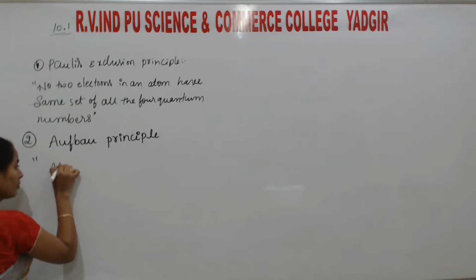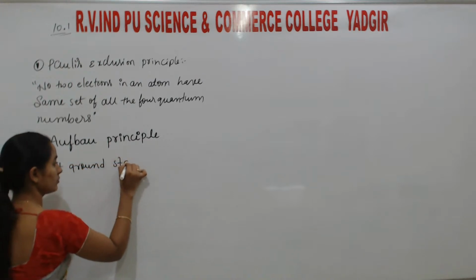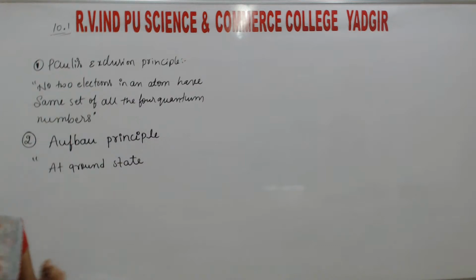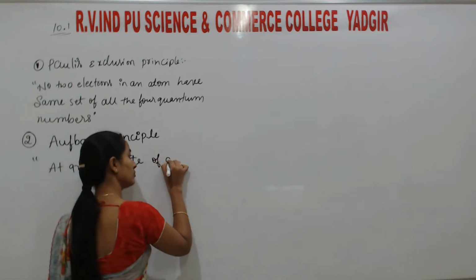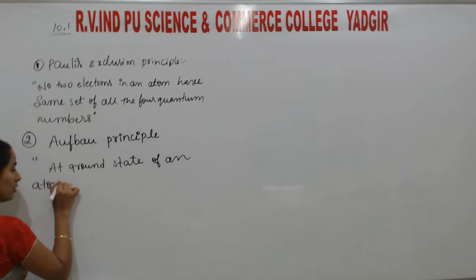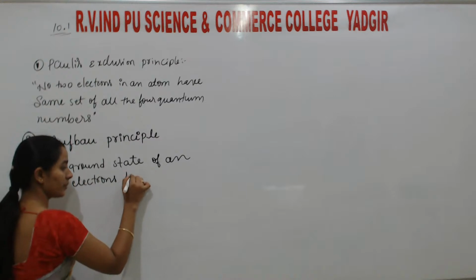So at the ground state of an atom, electron filling takes place.